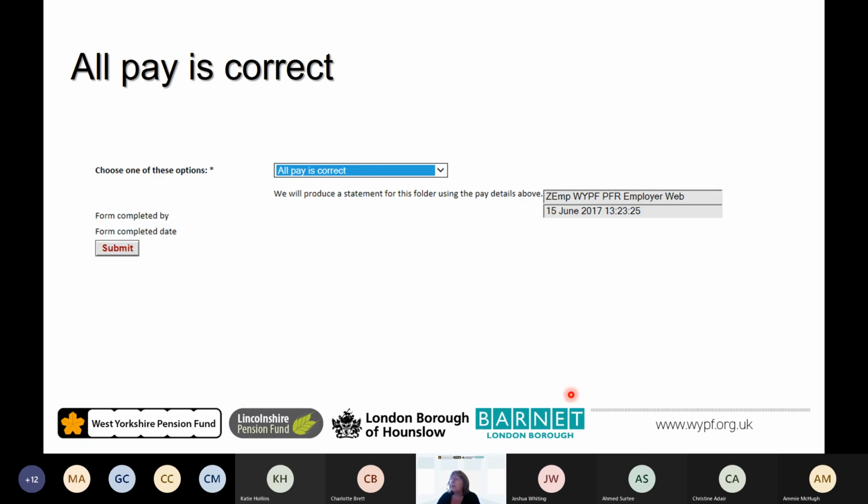So this is what it looks like. You've gone into the drop down box, you've selected the all pay is correct, and you just submit it.